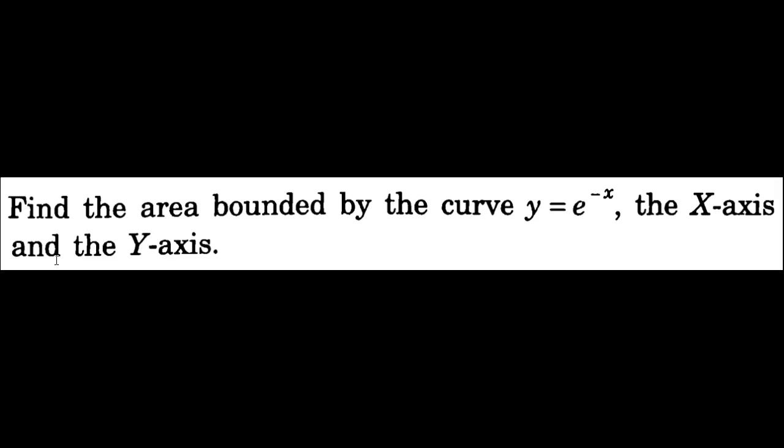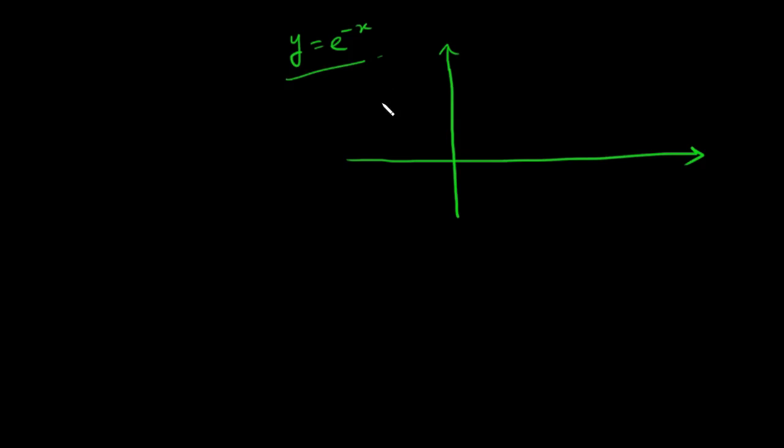So the next question is, find the area bounded by the curve y equal to e to the power minus x, the x-axis and the y-axis. So y equal to e to the power minus x. First of all, this is the x-axis and this is the y-axis. It is written that the area has to be found between the curve, the positive x-axis and the positive y-axis. This means in the first quadrant. And now, what is the curve in the first quadrant? First of all, when x equal to 0, y would be equal to e to the power 0, which is 1. This means here.